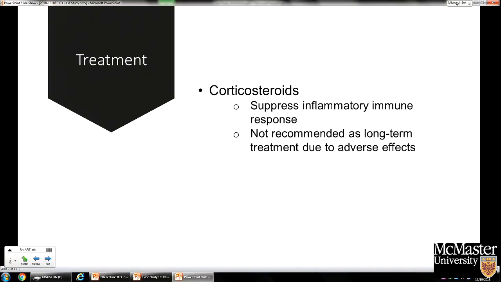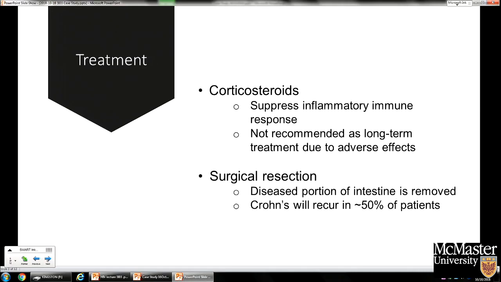In terms of treatments, there's a couple different options that doctors can pursue. The first would be corticosteroids. These will suppress an inflammatory immune response. However, they're not recommended for long-term treatment due to adverse effects that can occur. Some individuals will also be recommended to have a surgical resection of the diseased area of the bowel. However, in approximately 50% of patients who undergo this procedure, Crohn's will return in a different section of the GI tract.